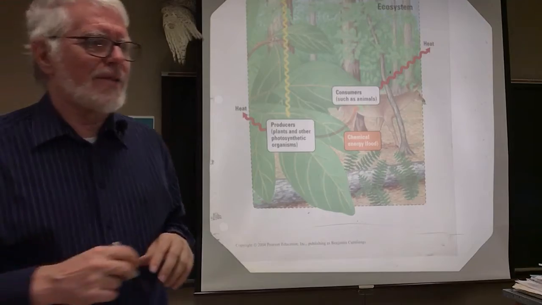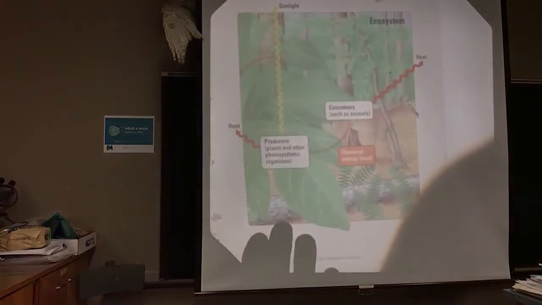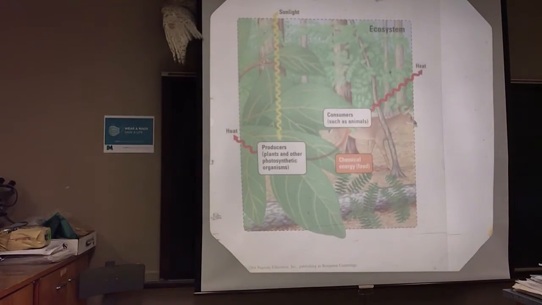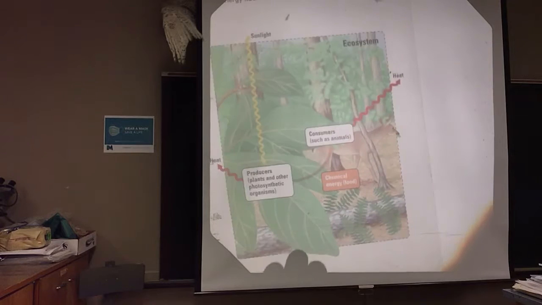We've also talked about the levels here. The producers, the things that take the energy from the environment, lose some of it as heat, but make chemical energy out of it, move the energy from the light into the carbon bonds, and then everything else is consumers, and of course the heat kind of fritters off from them as well.